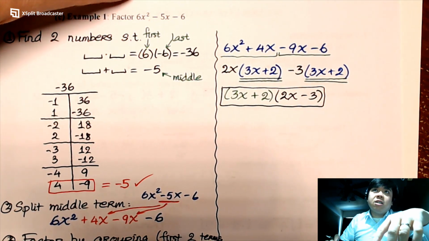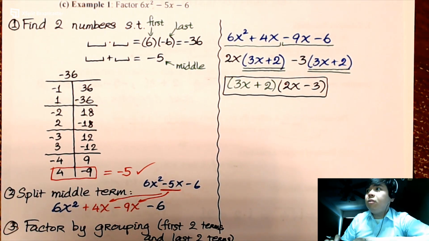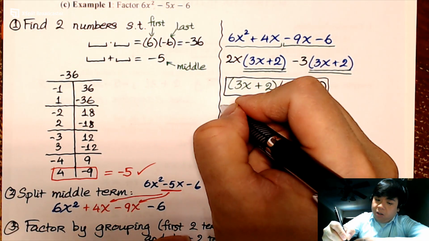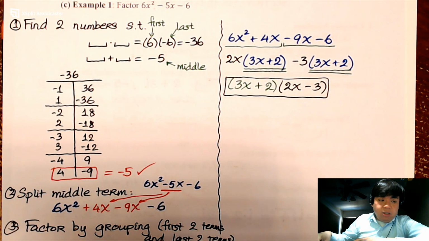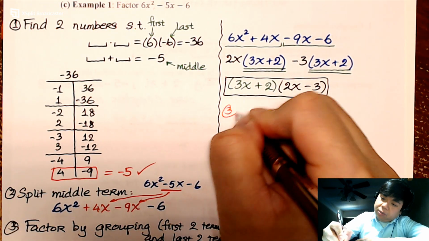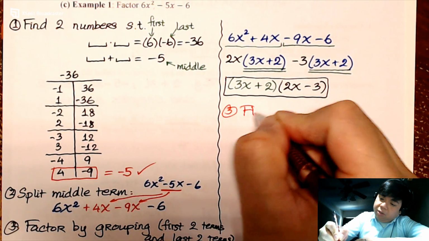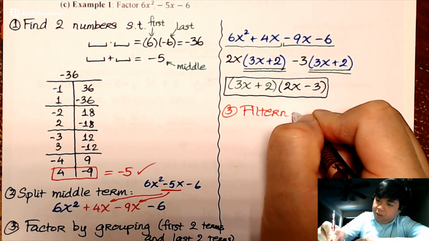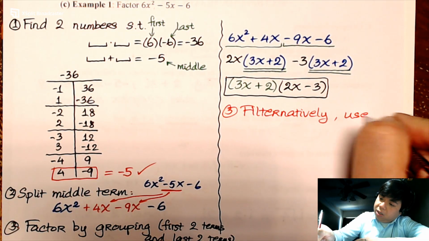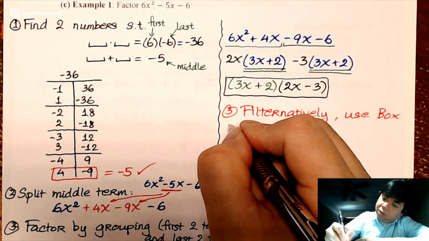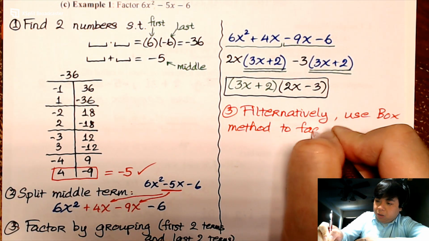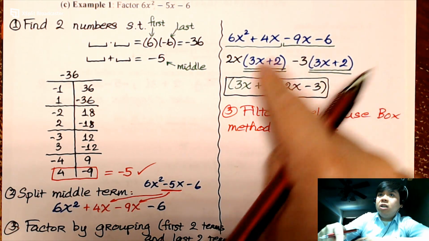That's how we factor 6x squared minus 5x minus 6. Okay, so that's good. That was factor by grouping. Another way to factor is called the box method. This is also number 3. Alternatively, use the box method to factor. So instead of doing this, I can use the box method.